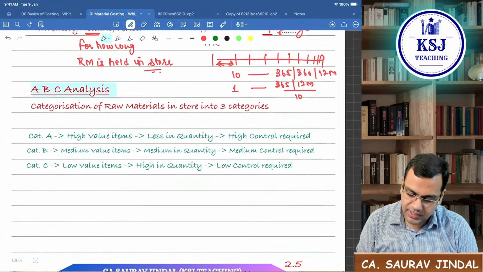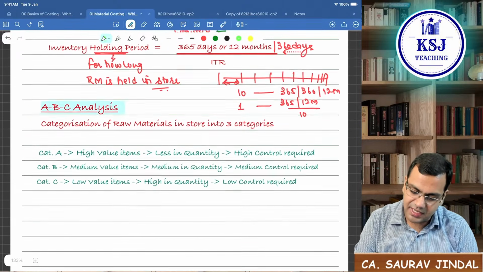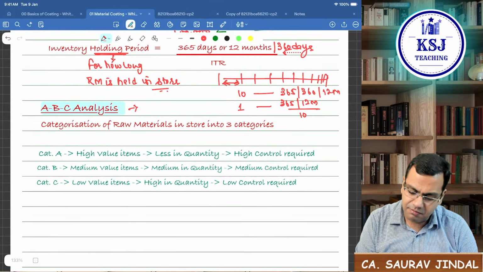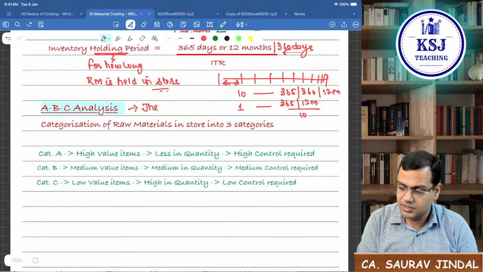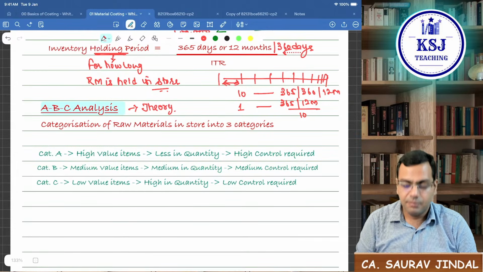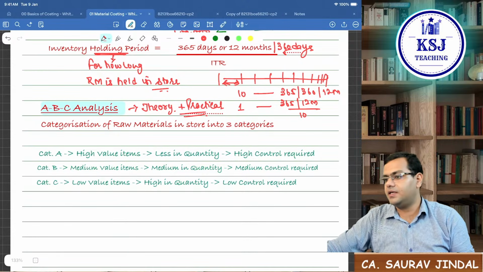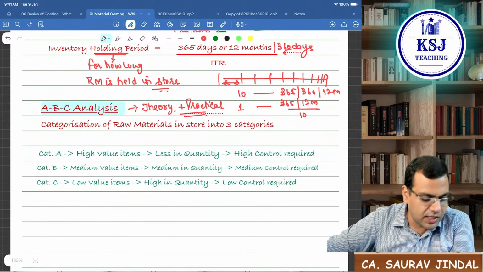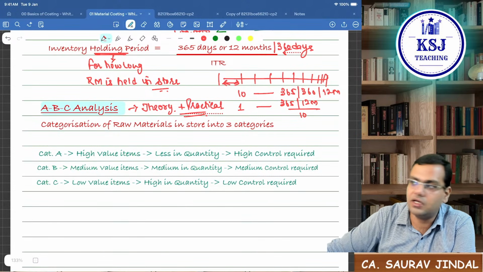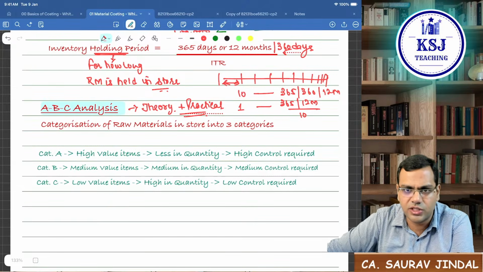Now coming to the next topic, this ABC analysis. This is mainly a theory topic, but once in the exam, a practical was also asked on this. A 5 marks practical question, a very simple, straightforward question was there.